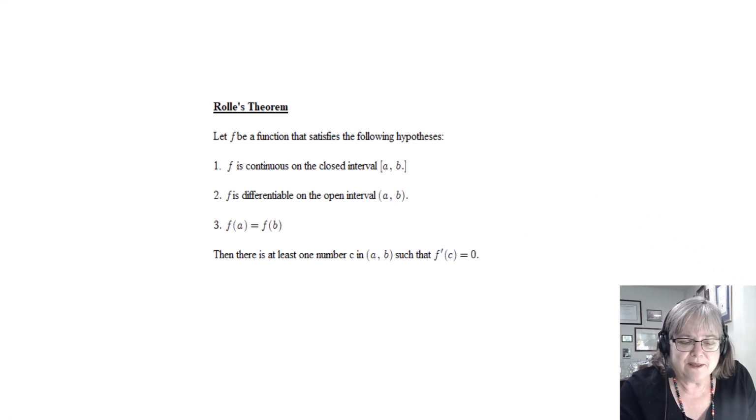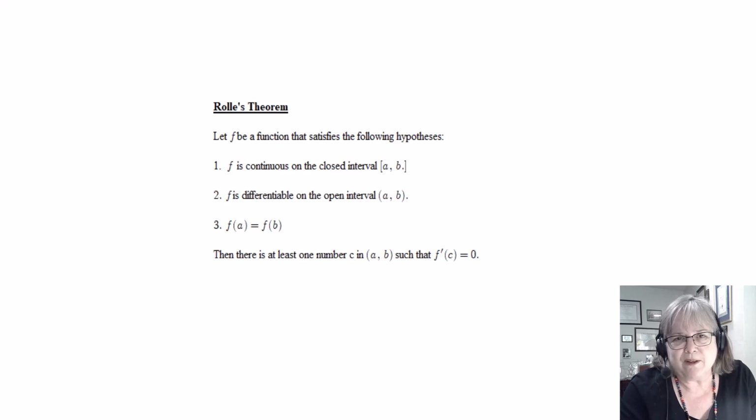Rolle's theorem says, let f be a function that satisfies the following hypotheses. F is continuous on the closed interval, f is differentiable on the open interval, and f of a is equal to f of b. Remember, that means the two y's of the two endpoints are equal. Then there is at least one number c in that interval such that f prime of c is 0.